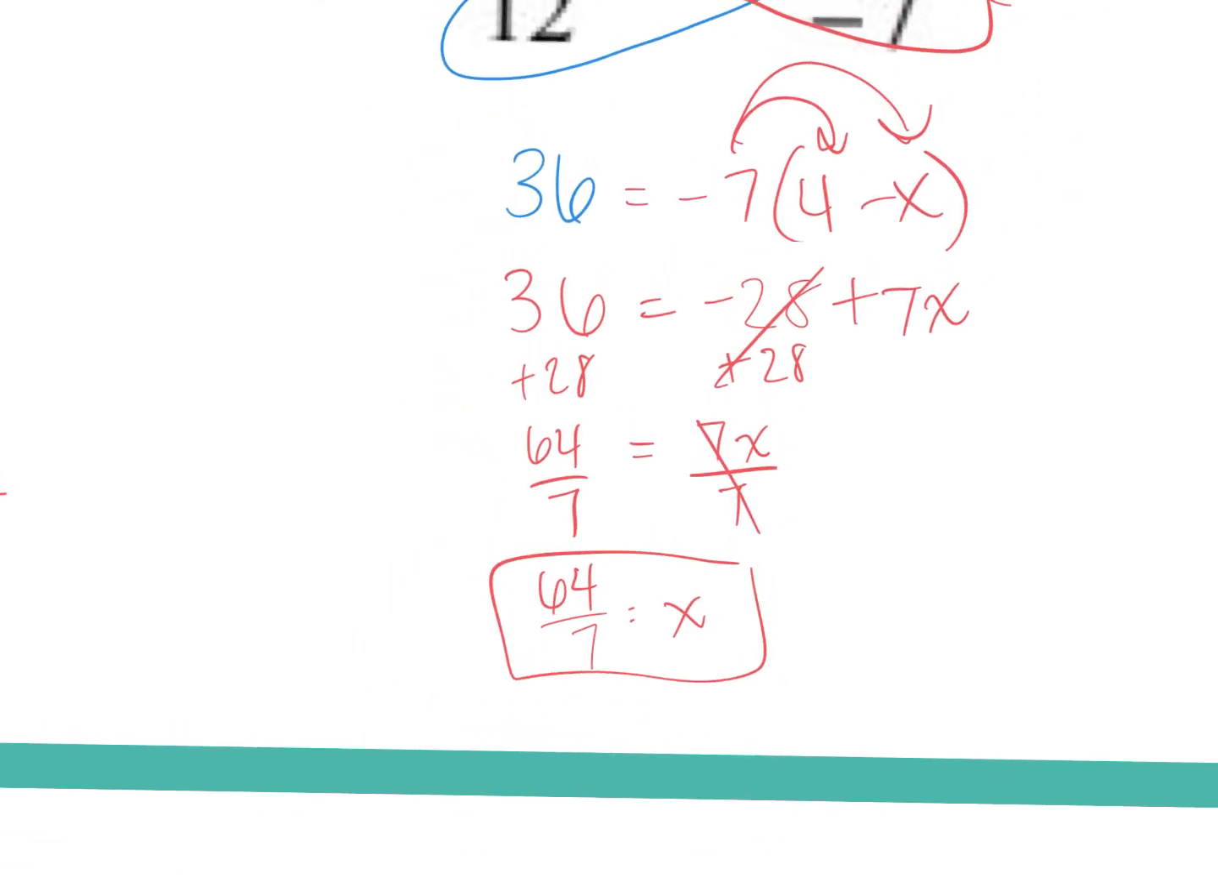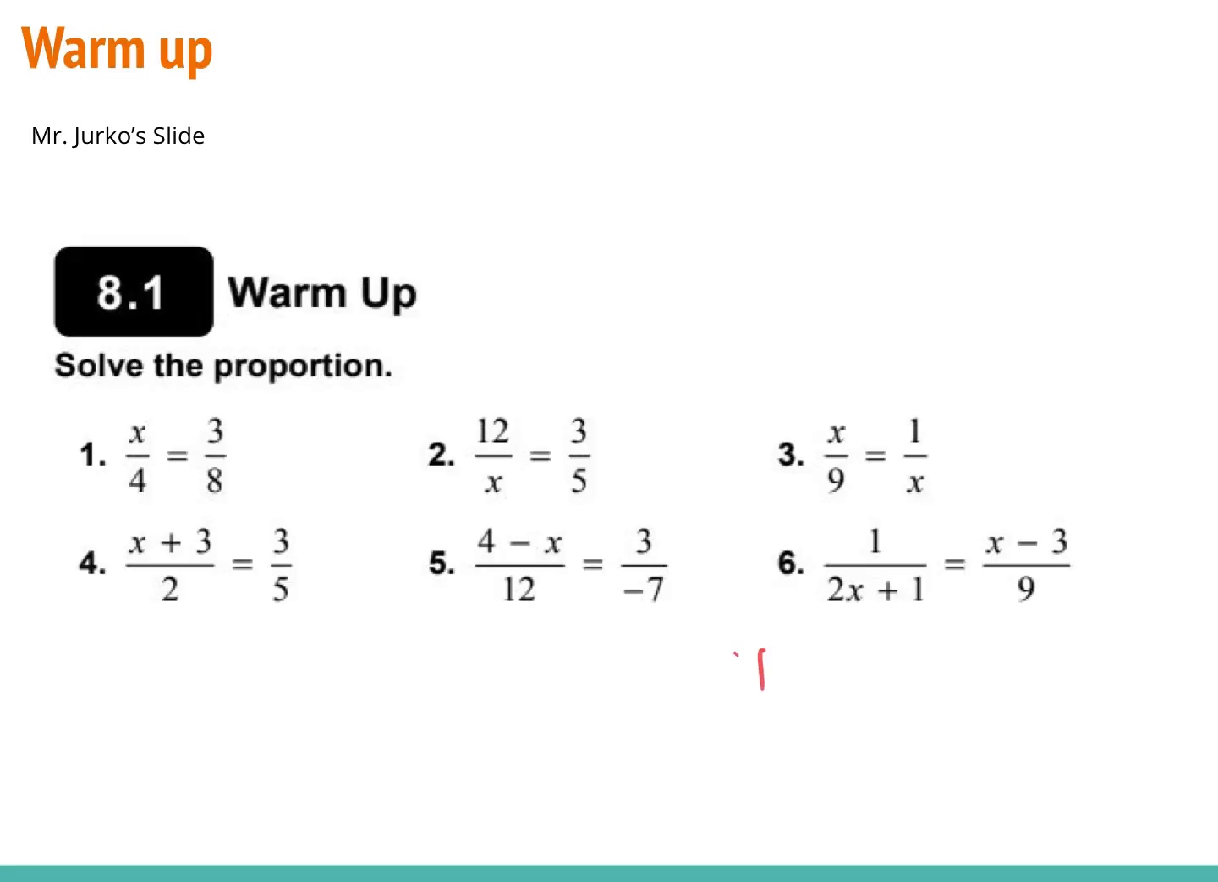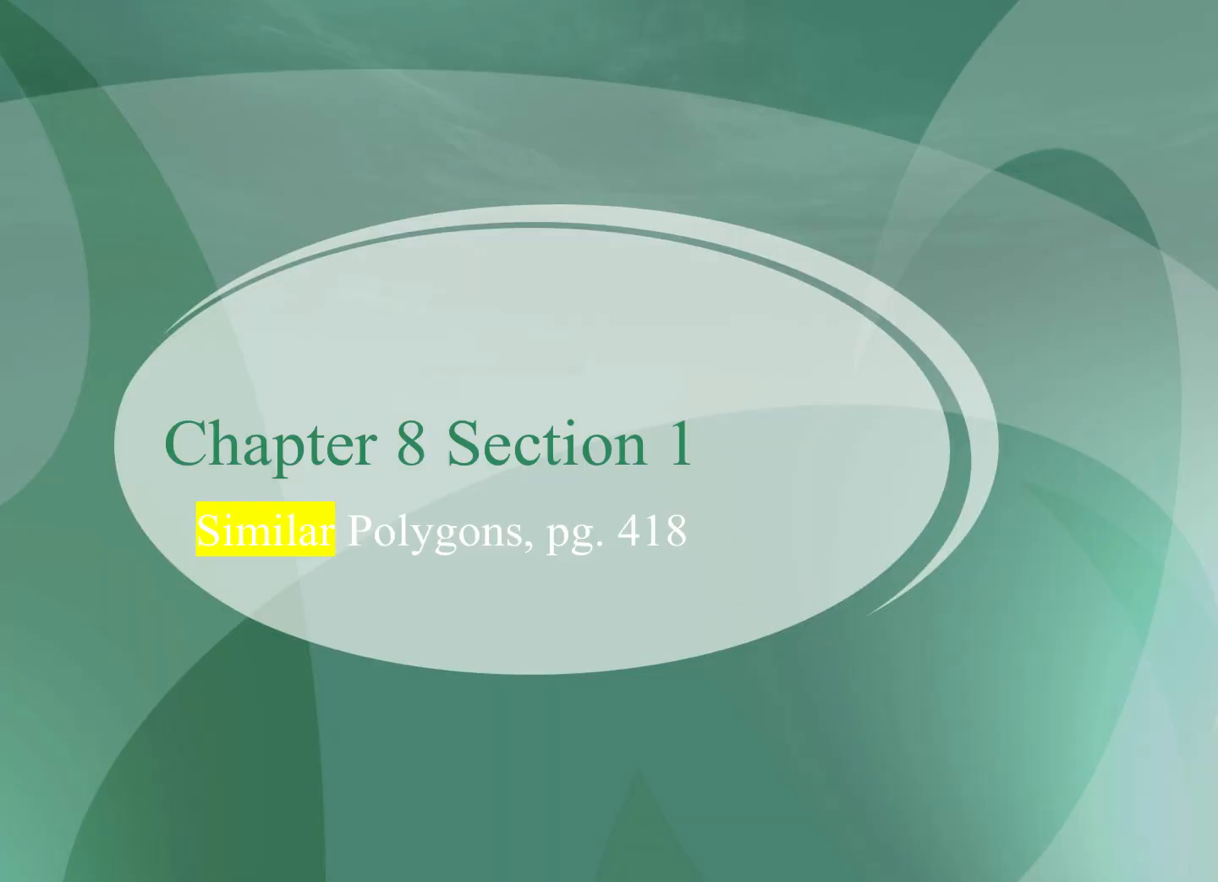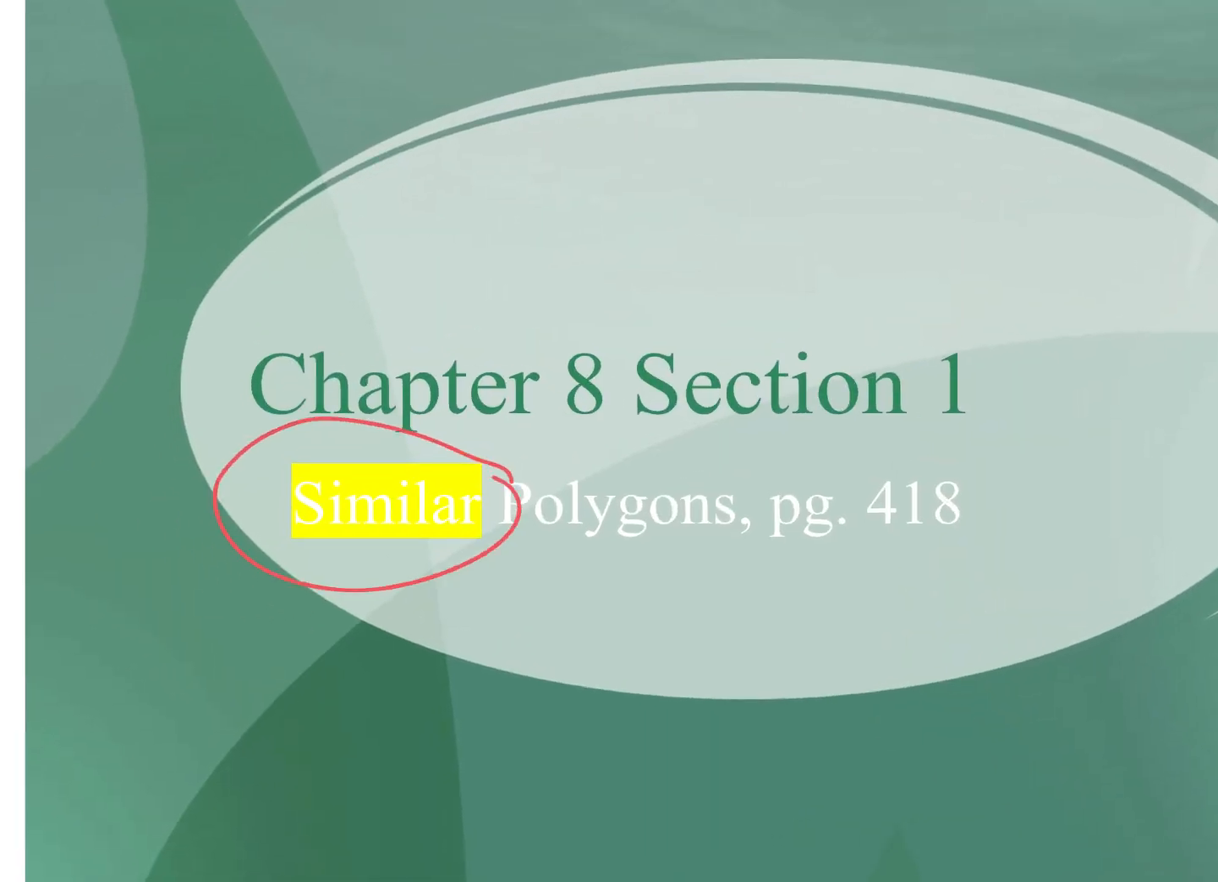All right, so what we're learning about today is all about proportions, because proportions happen when we have what's called similar polygons, okay? Now, what was a congruent polygon? What happened when polygons were congruent? Nick? They had the same measure, and they were what else?